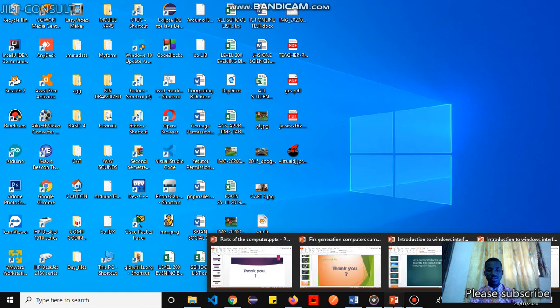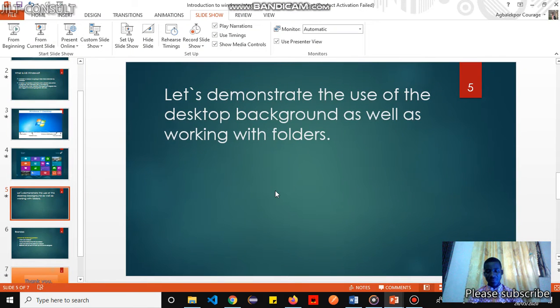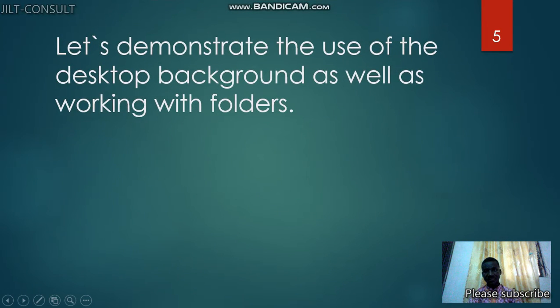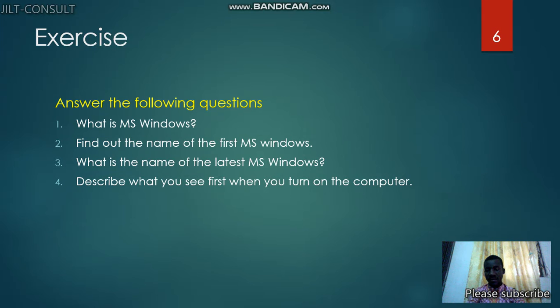Good. Now do this short exercise for me. I illustrated this. Number 1, what is MS Windows? I've mentioned that MS also means Microsoft Windows. Microsoft Windows. Now find out the name of the first MS Windows. You should be able to do that. I mentioned it in the tutorial.